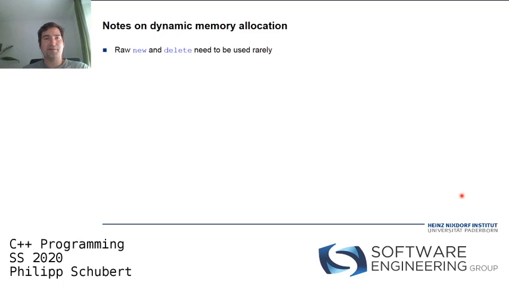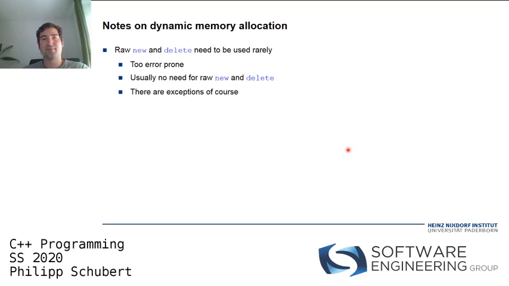So, notes on dynamic memory allocation. So we just used raw new and delete directly, but raw new and delete rarely need to be used directly anymore. They're in fact too error prone. Usually there's also no need for raw new and delete because there are alternatives, which I mention in a second. However, there are of course exceptions.